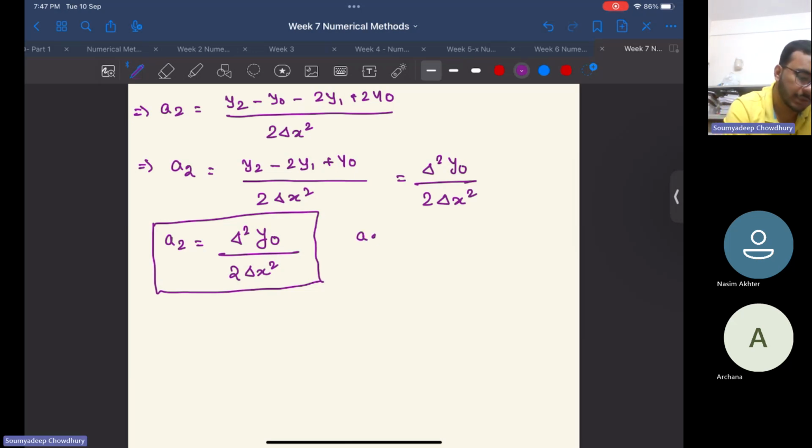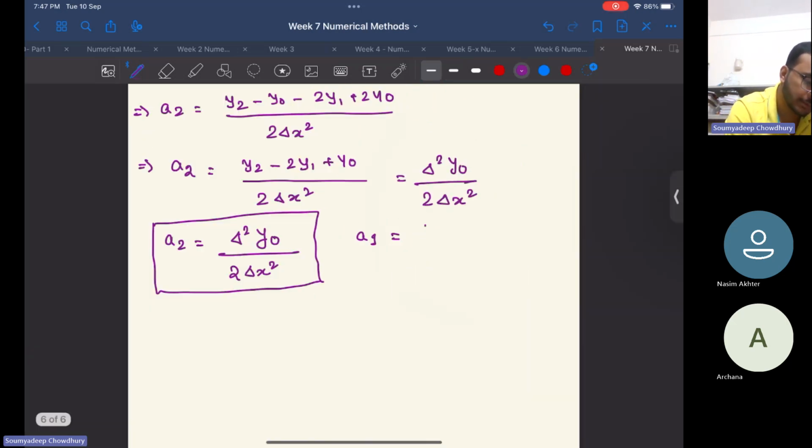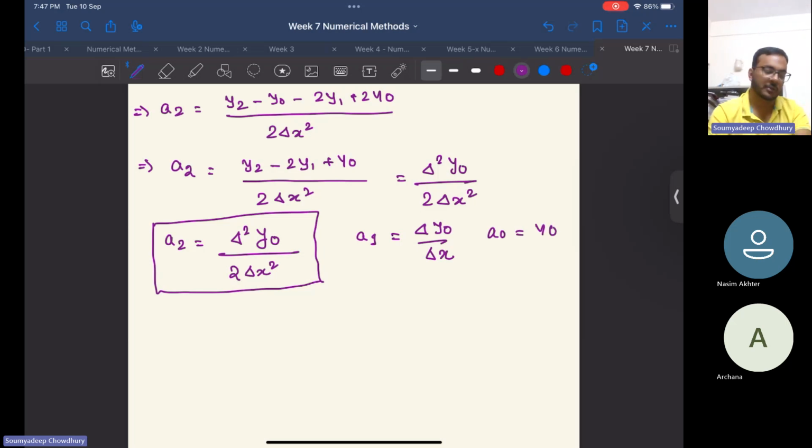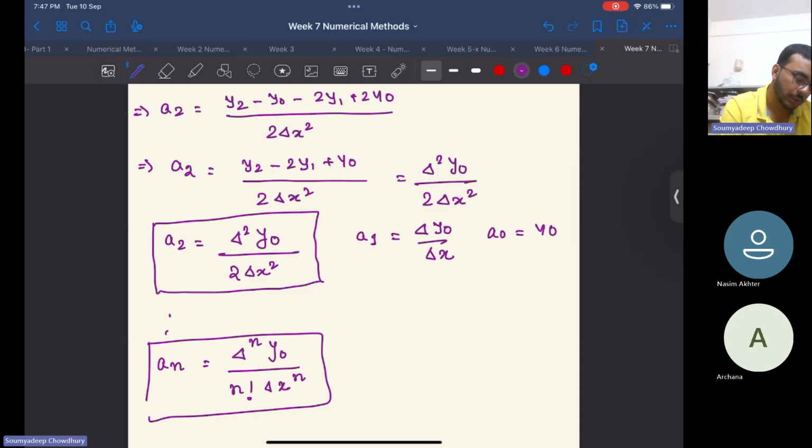This is a2. Similarly, a1, how much have we obtained? a1 is delta y naught by delta x, and a naught is basically y naught. Similarly, if it is an nth degree polynomial, we have n coefficients, an, to find out. So we can generalize this. This is the general formula for an: the nth order difference of y naught divided by n factorial multiplied by delta x power n.